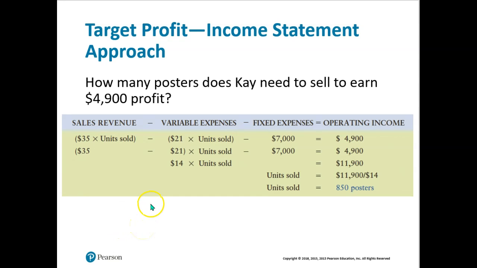So here's our same question. How many posters does Kay need to sell to earn $4,900 in profit? Now, using the income statement approach, that would be $35 minus 21 is 14 times units sold is 11,900. Okay, and that would be the 7,000 plus the 4,900. This is just rearranging the formula. The units sold would be 850 posters, or 11,900 divided by the 14.